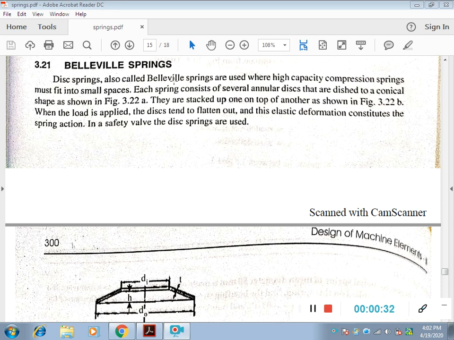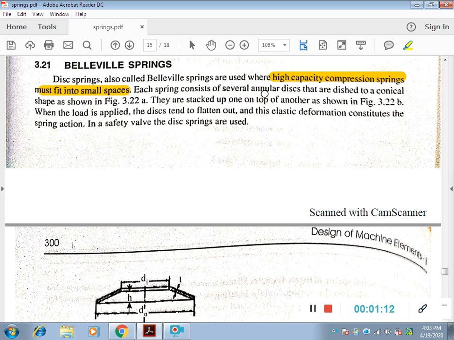Here, disc springs, also called the Belleville spring, are used where high capacity compression springs must fit into small space. Means if the area is too small, then in that case you are going to use the Belleville spring. Belleville springs are nothing but high capacity compression springs going to be used in small spaces.